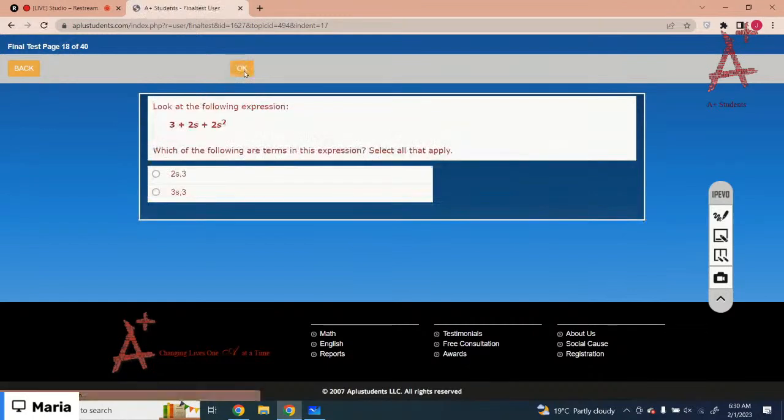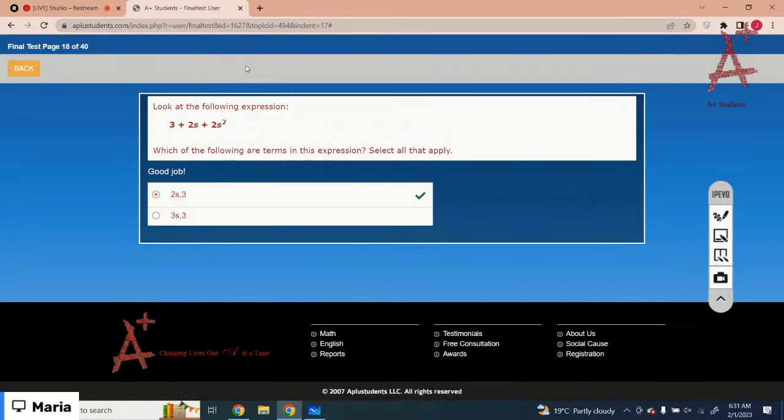Okay, the next one is, look at the following expression. Which of the following are terms in the expression 3 plus 2s plus 2s square? So which is the correct option? Option number 1 is the correct one. Got it? Because here you have 2s and here you have 3. But here you have 3s, and we don't have 3s in the expression. So option number 1 is the correct option.